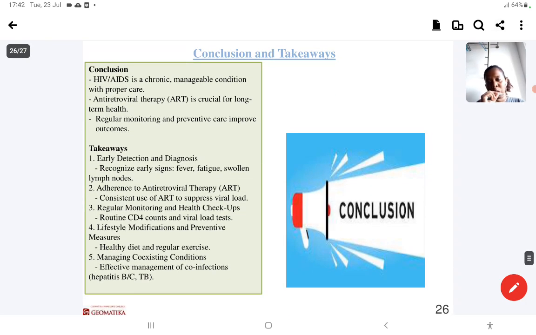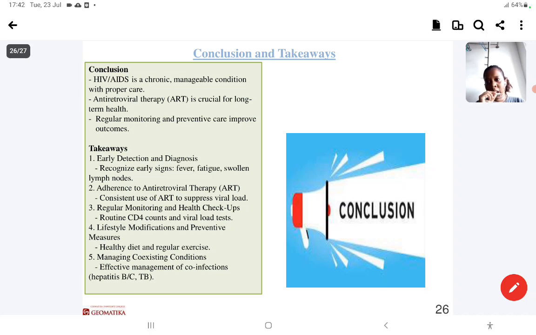So the last one will be the conclusion and takeaway. The conclusion is HIV/AIDS is a chronic manageable condition with proper care, and antiretroviral therapy, ART, is crucial for long-term health, and regular monitoring and preventive care improve the outcome.